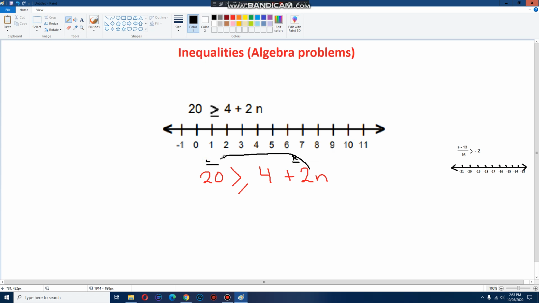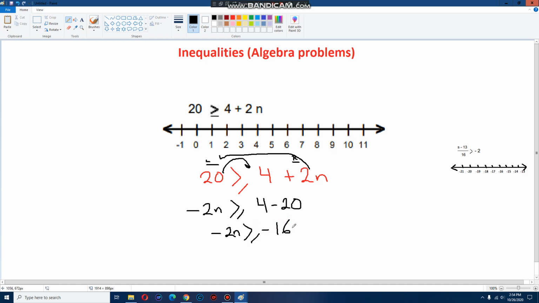Let's jump over and it becomes minus 2n. Greater than and equal to 4 stays on the right side. 20 jumps over and becomes minus 20. Minus 2n is greater than and equal to 4 minus 20, which is minus 16.